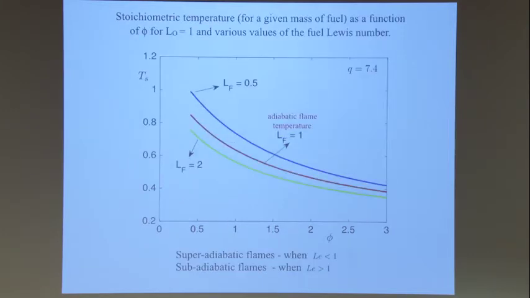What about the flame temperature? Well, here is the flame temperature as a function of this phi. And you see the adiabatic flame temperature is the red curve. So when the Lewis number is less than 1, you're going to get flames which have temperature super adiabatic, above the adiabatic. For Lewis number larger than 1, it's going to be below the adiabatic temperature. All right.